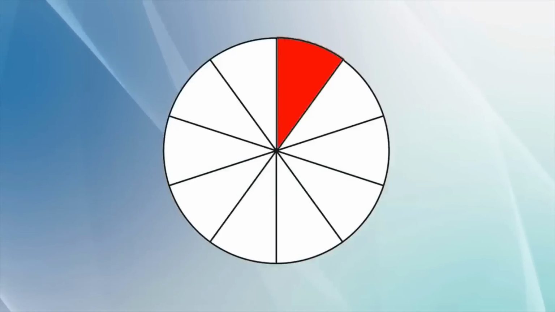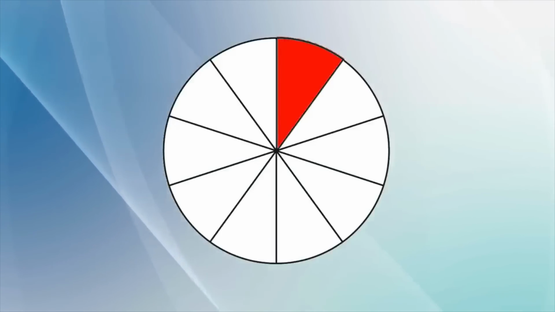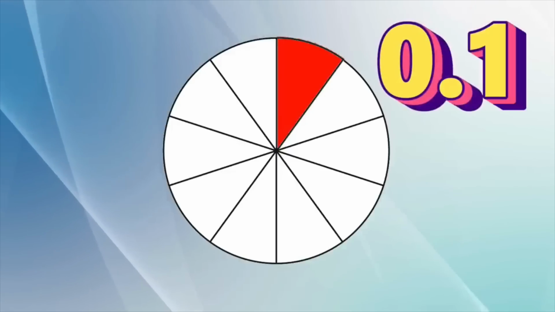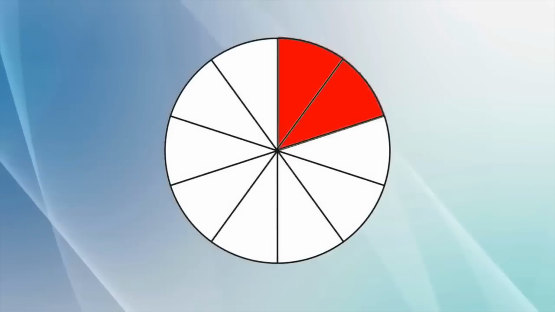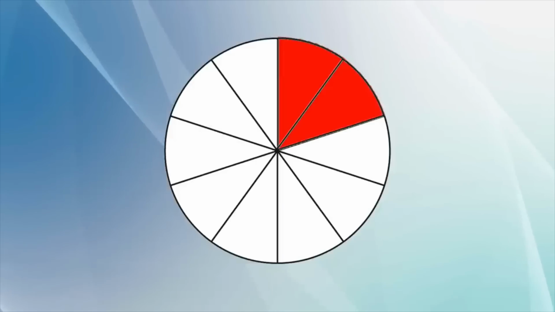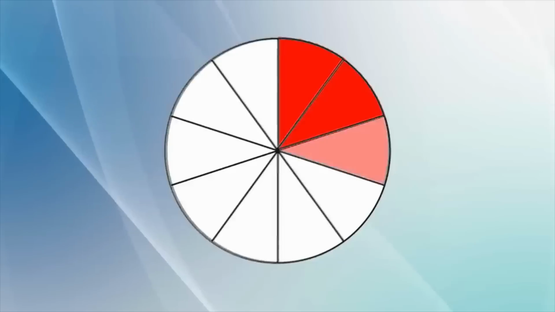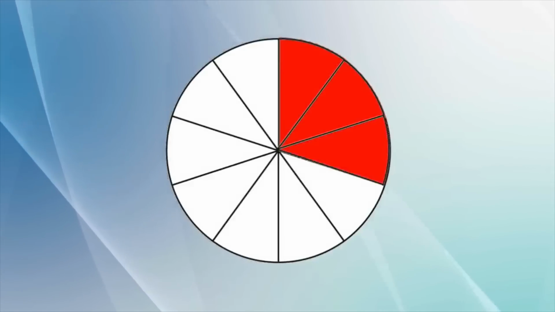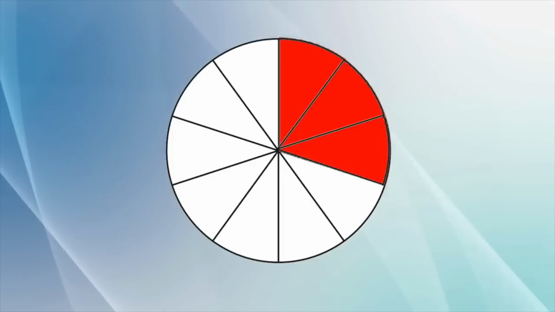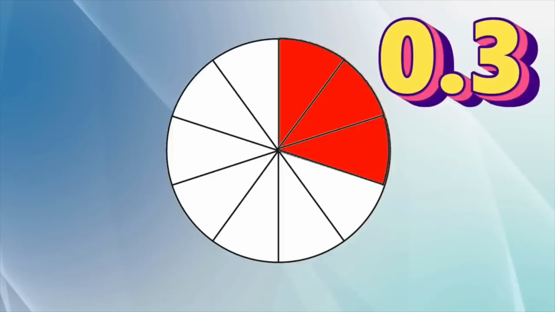What decimal does this show? There are 10 equal parts, and just one is colored in. Yeah, 0.1. Terrific. Wait, a second part is colored in now. What decimal do you think this shows? 0.2. That's right, 0.2. Okay, whoa, we're going higher. How about now? What decimal does this show? 0.3. You're getting the hang of this.